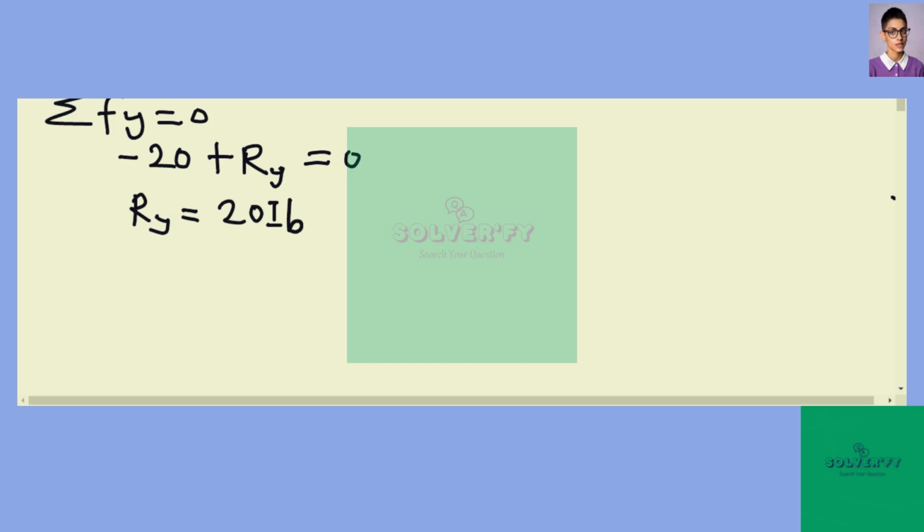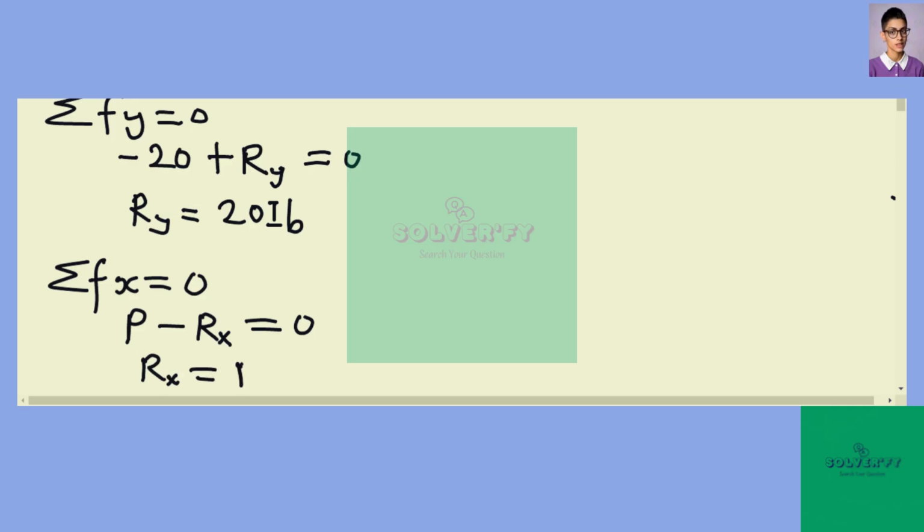Now, we can also apply equilibrium in the horizontal direction. When we do that, we have P going in that direction to the right minus Rx equal to 0. When we solve this, we arrive at the value of Rx to be equal to P.